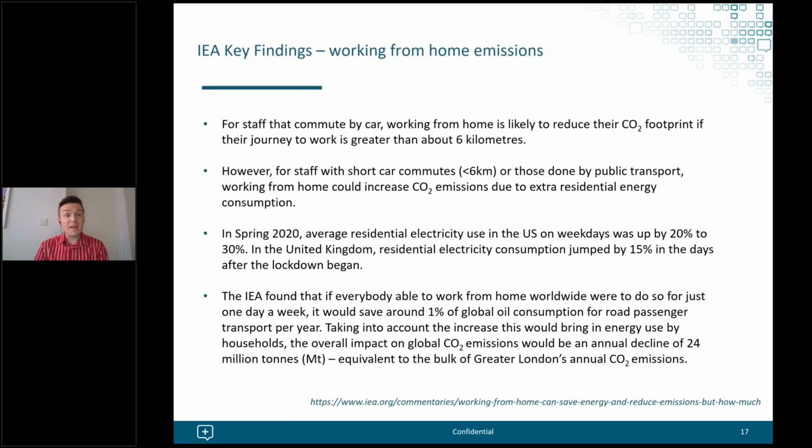A couple of other key findings here from the IEA. For staff that commute by car, working from home is likely to reduce their CO2 footprint if their journey to work is greater than about 6 kilometers. But for shorter commutes, as I say, on public transport, it's likely to have the opposite effect, in terms of the emissions will go up because of the residential energy consumption.